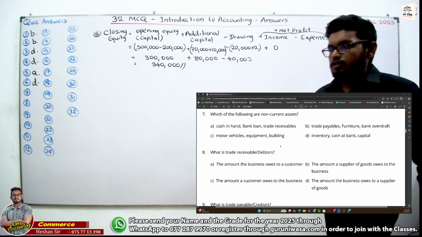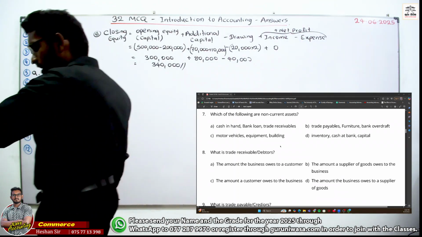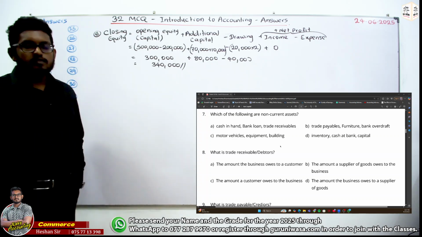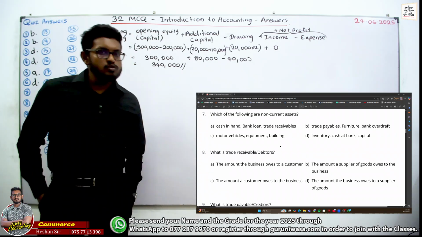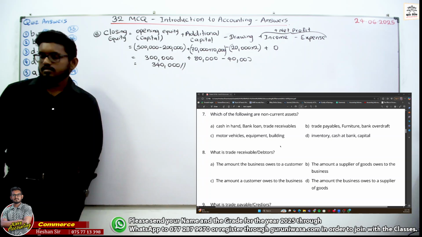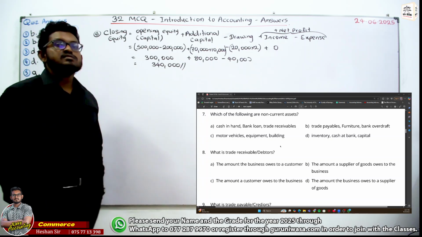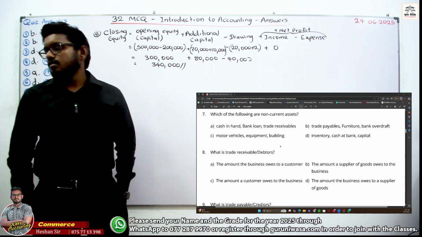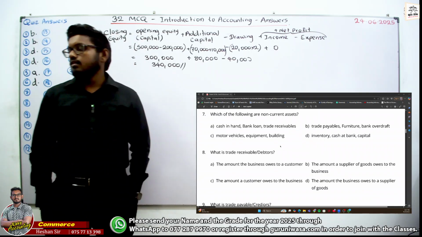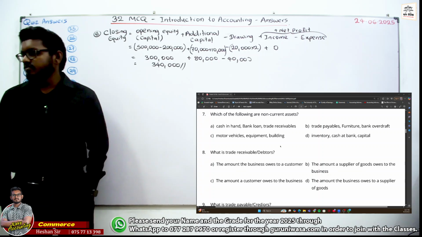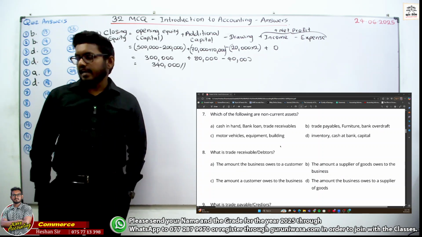Which of the following are non-current assets? Non-current assets, which means assets which we expect to use for more than 12 months. Let's see. Cash in hand, current assets. Bank loan, non-current liability. Trade receivable, which means debtors.